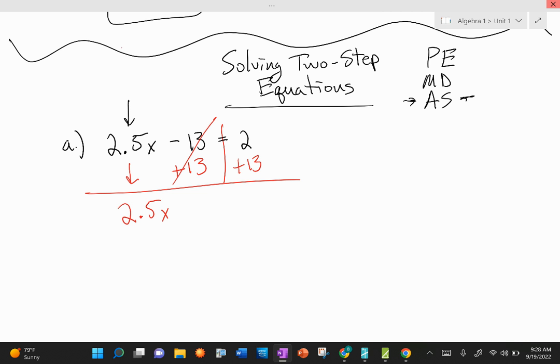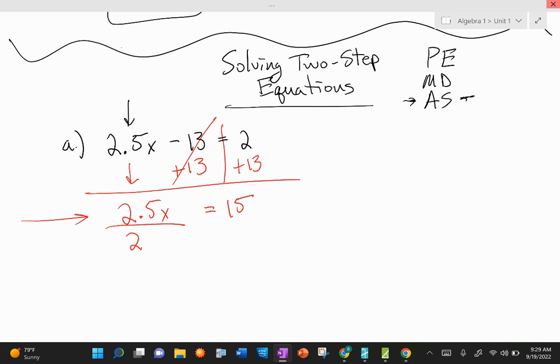The 13s cancel out. That gives me equals 2 plus 13, which is going to be 15. Now, what does this step look like? Yeah, exactly. Now it looks like those one-step division problems that you've already done. Okay? So now how do we get x by itself?